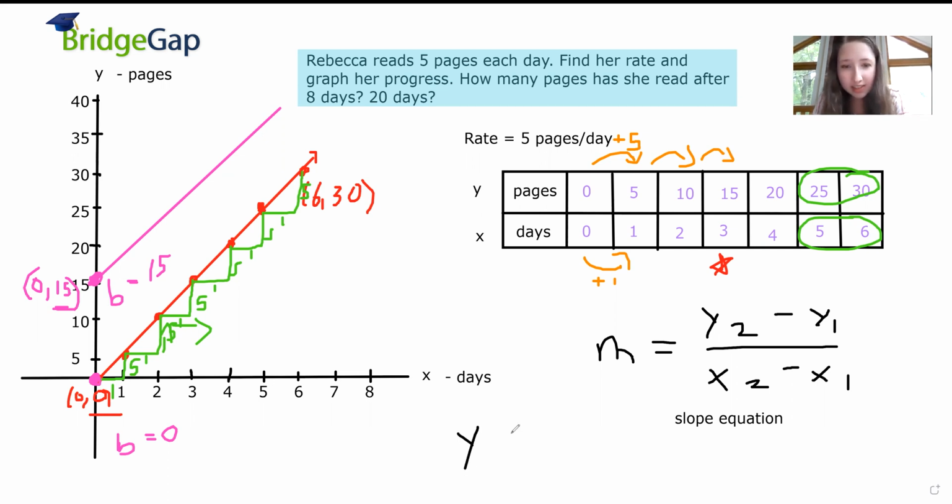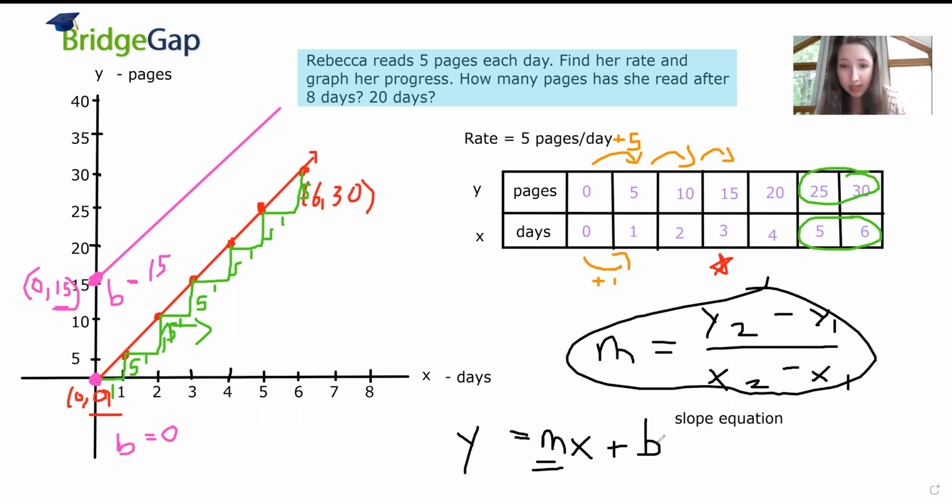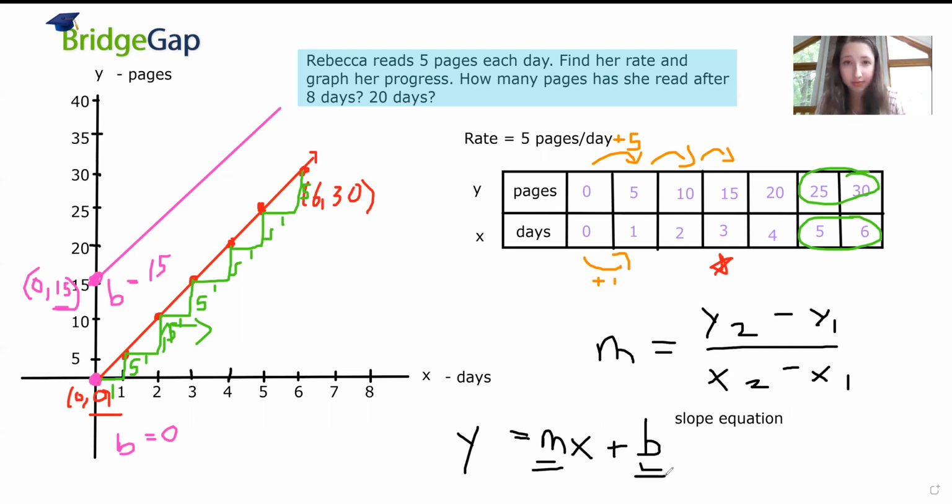It is written y is equal to mx plus b, where x and y are our points. So x number of days gives a y amount of pages. M is our slope, which you can find by subtracting. And b is our y-intercept.